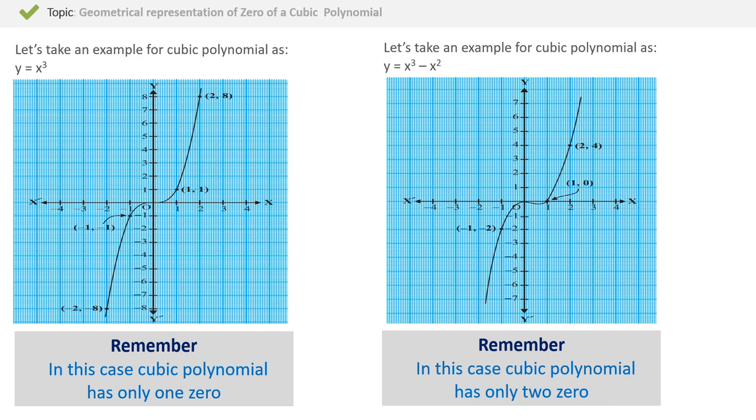So saying that a cubic polynomial will always have 3 zeros is not true. At the most it can have 3 zeros, but it can have fewer than 3. So this is an example where I have 1 zero. This is an example where I have 2 zeros. And in the previous slide we saw the example of 3 zeros.